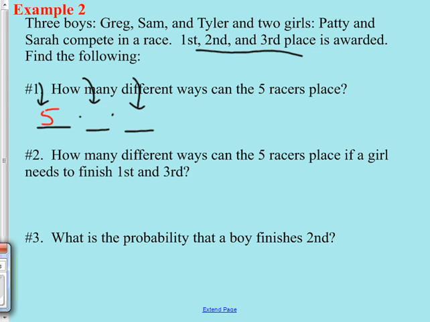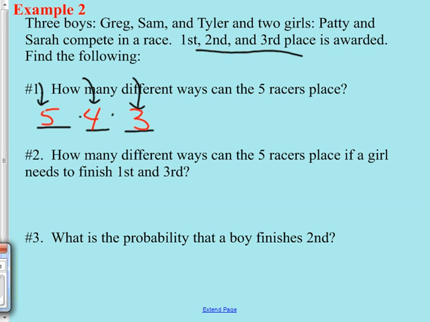They're going to force it to have a girl needs to finish first and third. That's why they divided it up. Right now, we could have just said there were 5 people and never even divided them up. 5 times 4 times 3, true or false? True. Why can't you do 5 times 5 times 5? Somebody's already been picked. Then you can't pick them again.